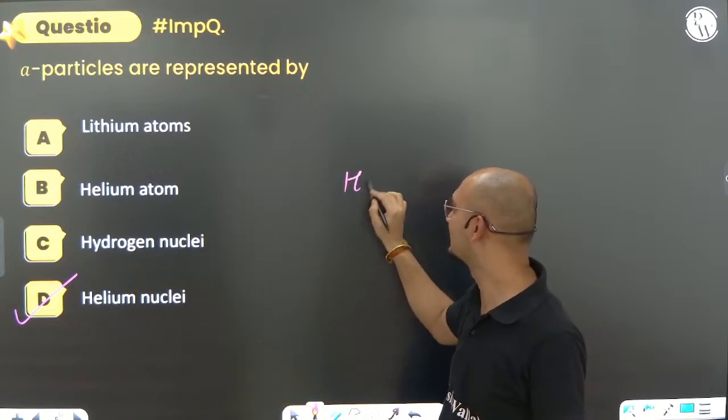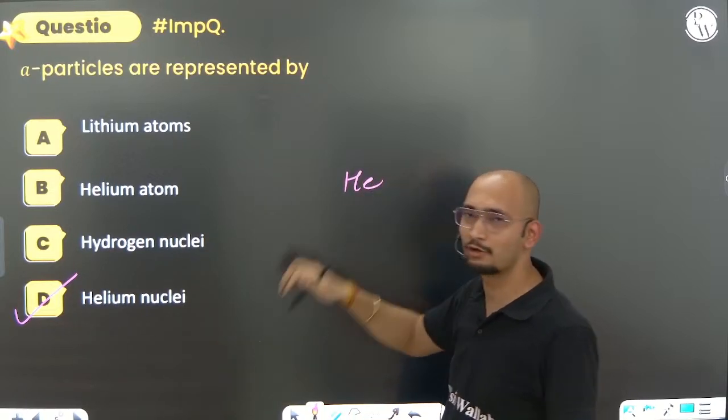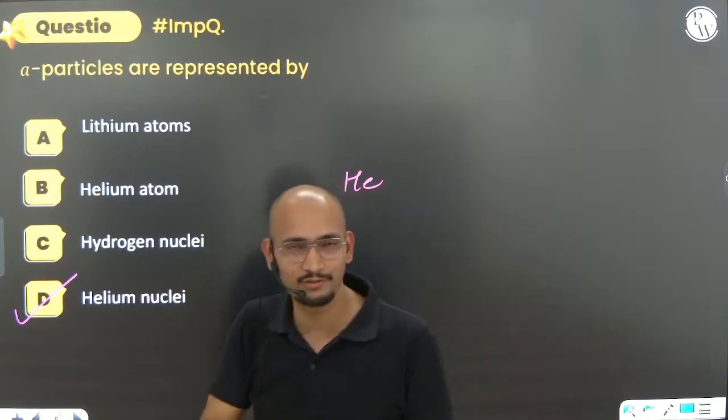So if there is helium, how many electrons does it have? 2 electrons. How many protons? 2 protons. Just understand it.